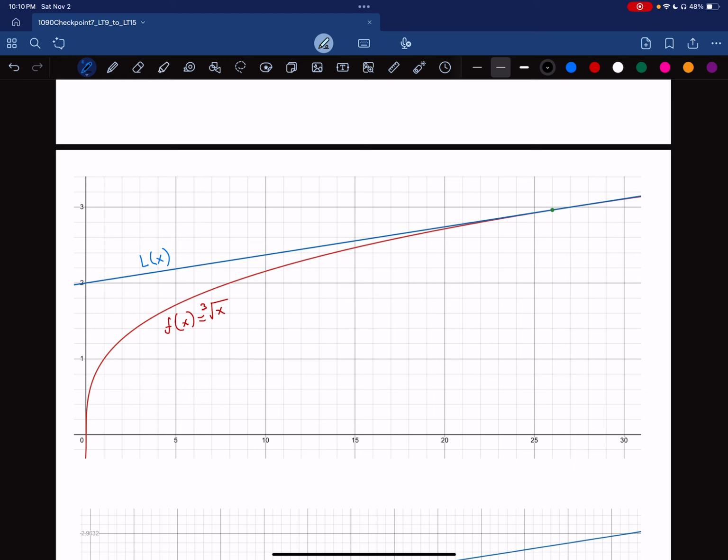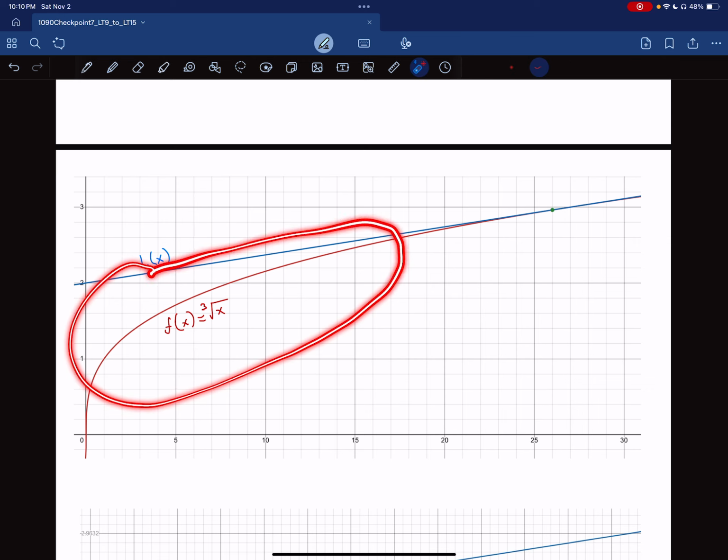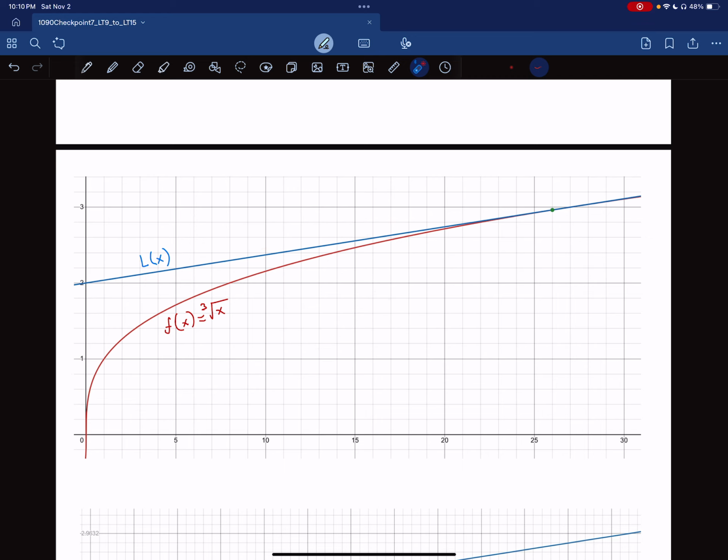So we can see we have the two functions there, and at this point, like pretty much everywhere over here, they're not really close to each other. And that's okay. That's fine, because this is a linear approximation. It's only meant to be accurate at the actual point of interest, which is why we choose that a value be 27, which is pretty close to the x value 26 they're actually solving for.